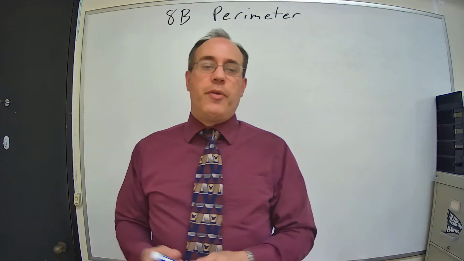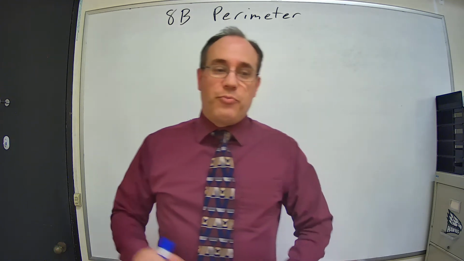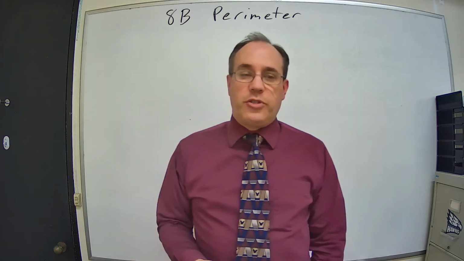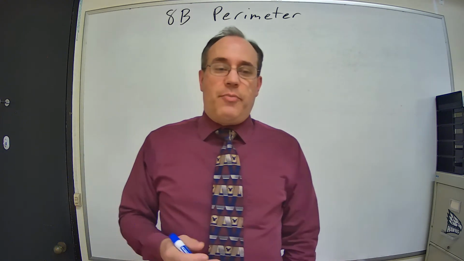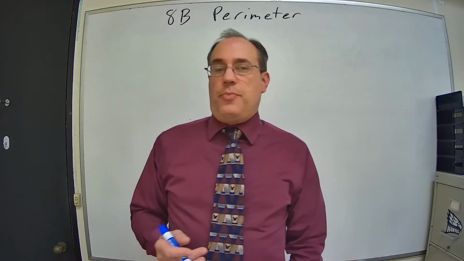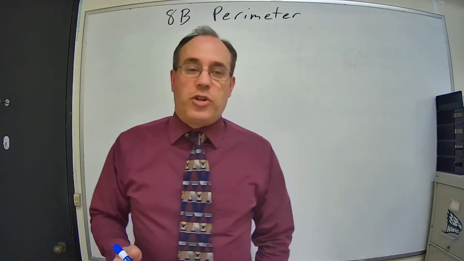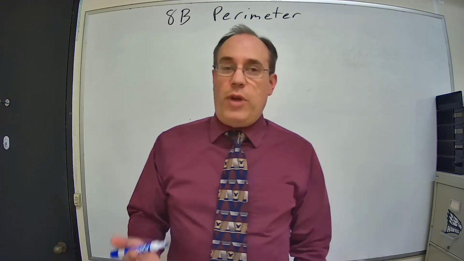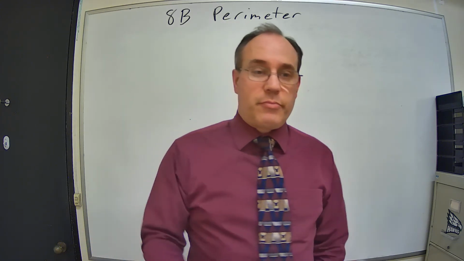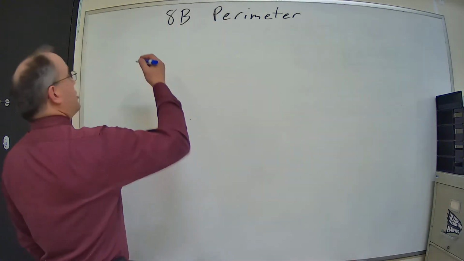8b, perimeter. Okay, so we're going to start working with some different shapes, and let's talk about three basic shapes that we're going to deal with, which are triangle, rectangle, and square. So you should be familiar with these shapes.